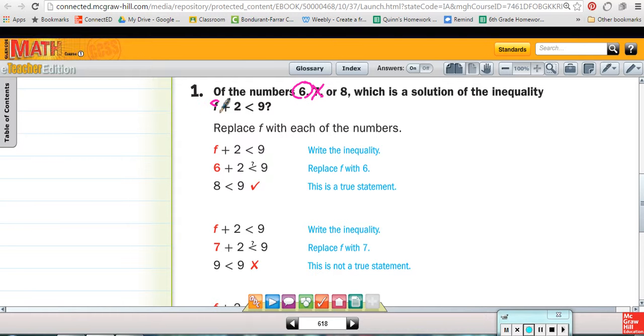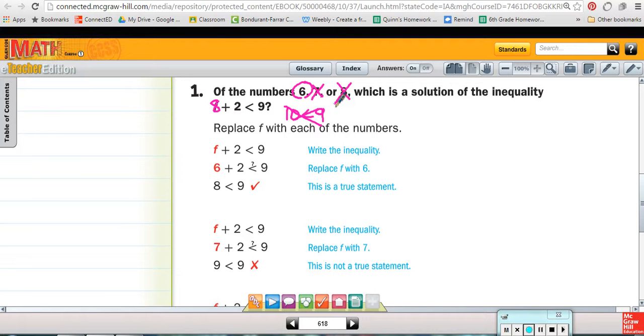What about 8? 8 plus 2 is 10. Is 10 less than 9? No. That doesn't work, so I can't include 8 as an option. So the only possible solution from that list is 6. Are there other solutions? No.